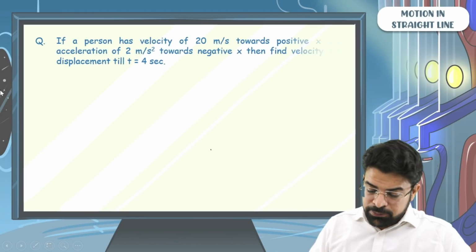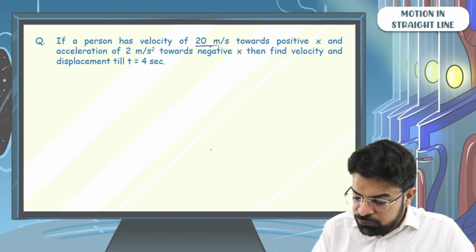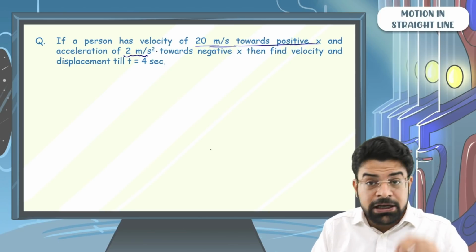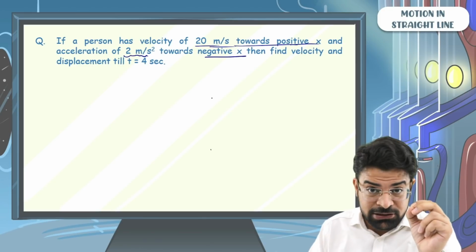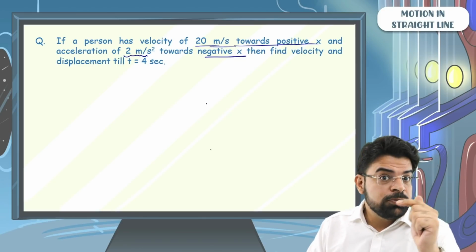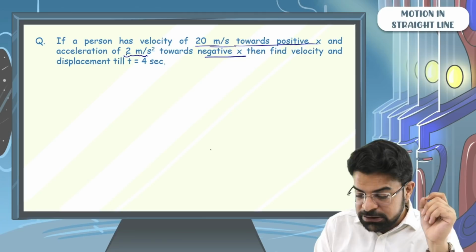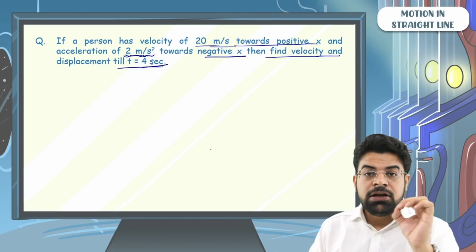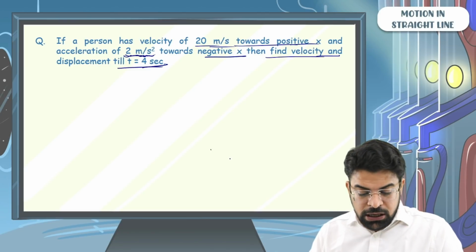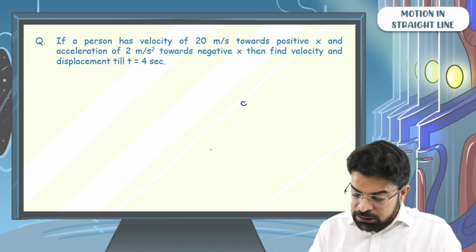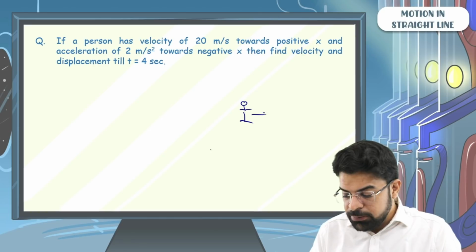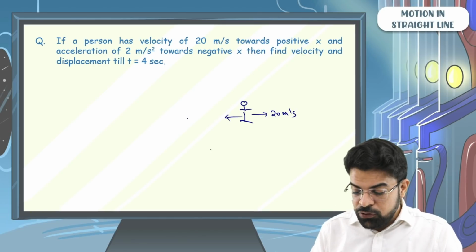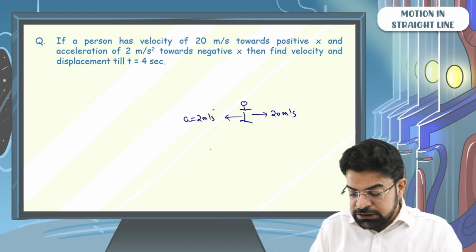So the next example: a person has velocity of 20 meter per second towards positive x and acceleration of 2 meter per second square towards negative x. Then find the velocity and displacement till time equals 4. As per the problem statement, the person has got velocity of 20 meter per second towards positive x and acceleration of 2 meter per second square towards negative x.